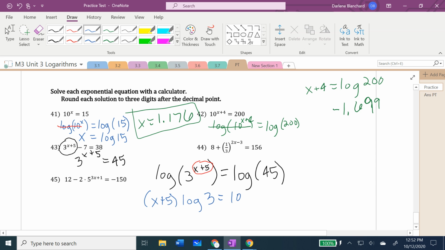And then you can divide. So x plus 5 equals log of 45 divided by log of 3. And then basically do the division of the two logarithms and then subtract 5. Everyone make sure you practice with your calculator that you're able to get the right number. And you should be getting negative 1.535.